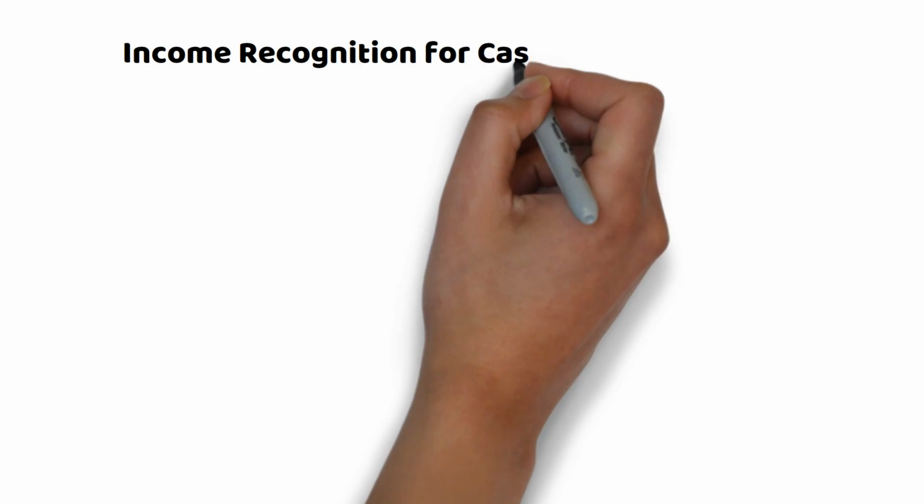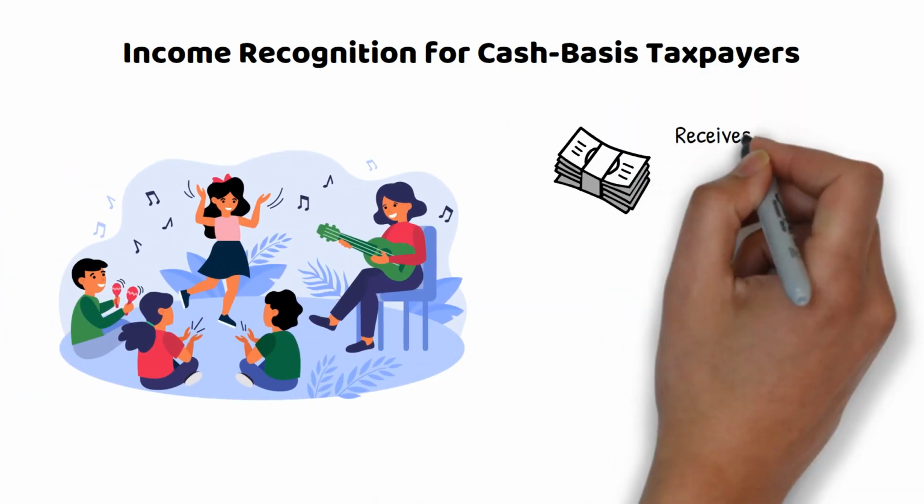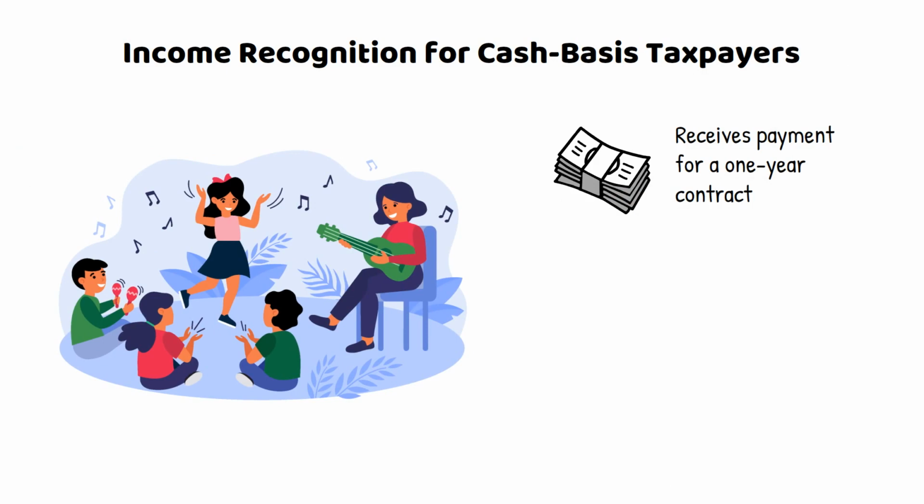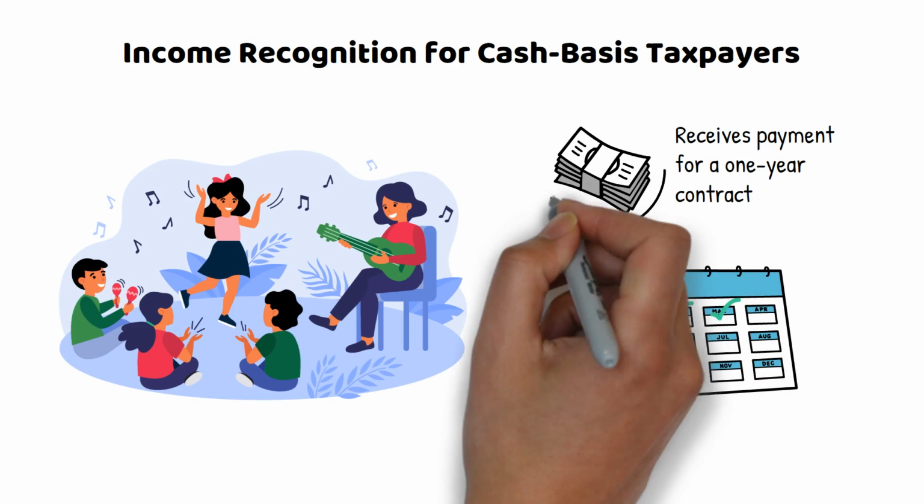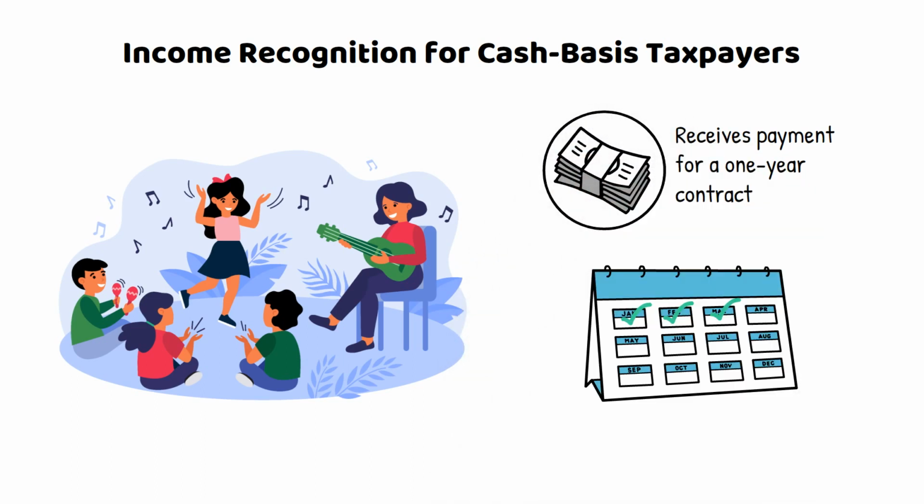Income recognition for cash-basis taxpayers. If Nora, a music teacher, receives payment for a one-year contract but only provides part of the service within the year, as a cash-basis taxpayer, she must include the entire payment as income for the year she received it. This is true even if some of the lessons are given in the following year.